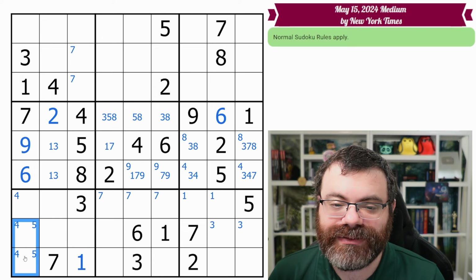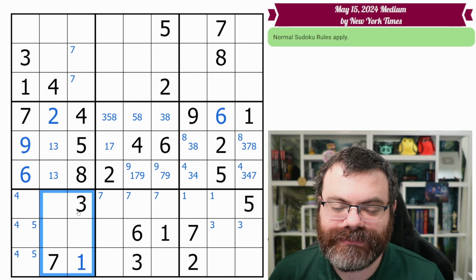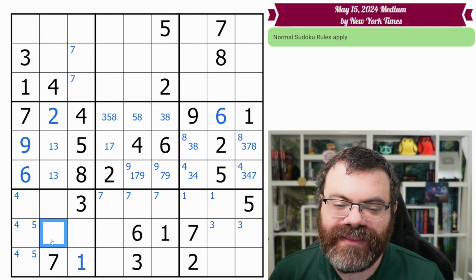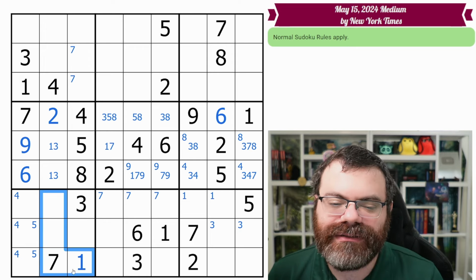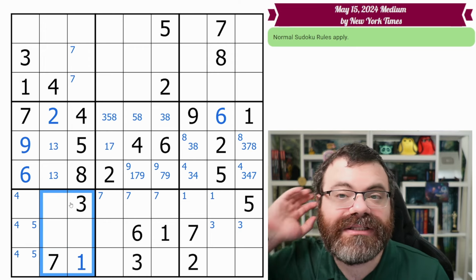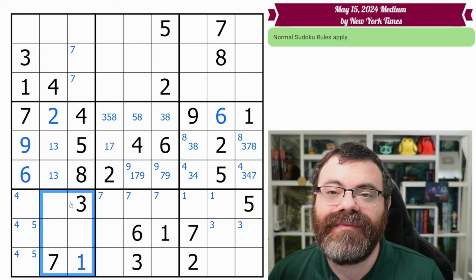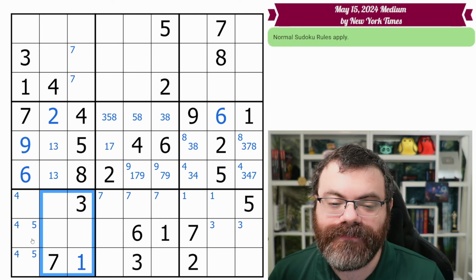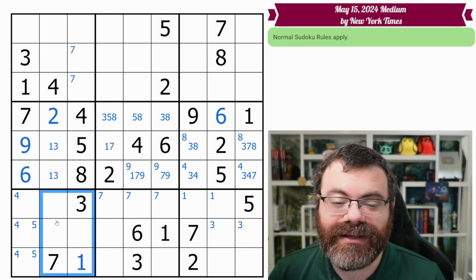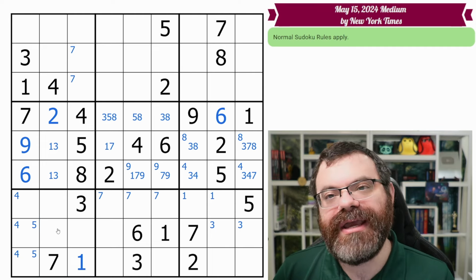As a consequence, the rest of the box can't be 5. Most importantly, this cell's not 5. But in general, we can't put a 5 in the rest of the box. It's called claiming because the column has claimed the 5 from the box. It's very similar to pointing if you think about it. It's kind of almost the other way around.